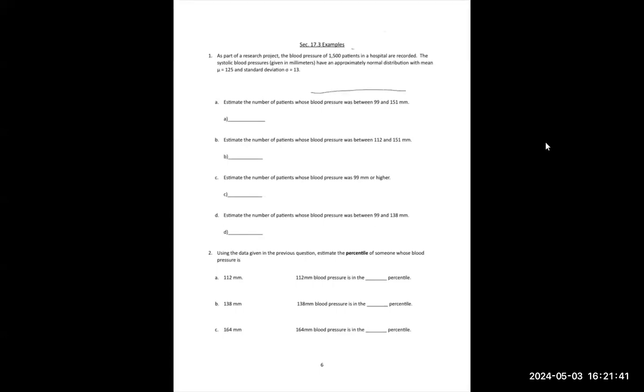Maybe I can draw it up here. Draw a bell curve, and right in the middle is our 125. Now, because the standard deviation is 13, I'm just going to go ahead and fill in one standard deviation above and below the mean, and just fill in a bunch of them because I know we're probably going to be using that.